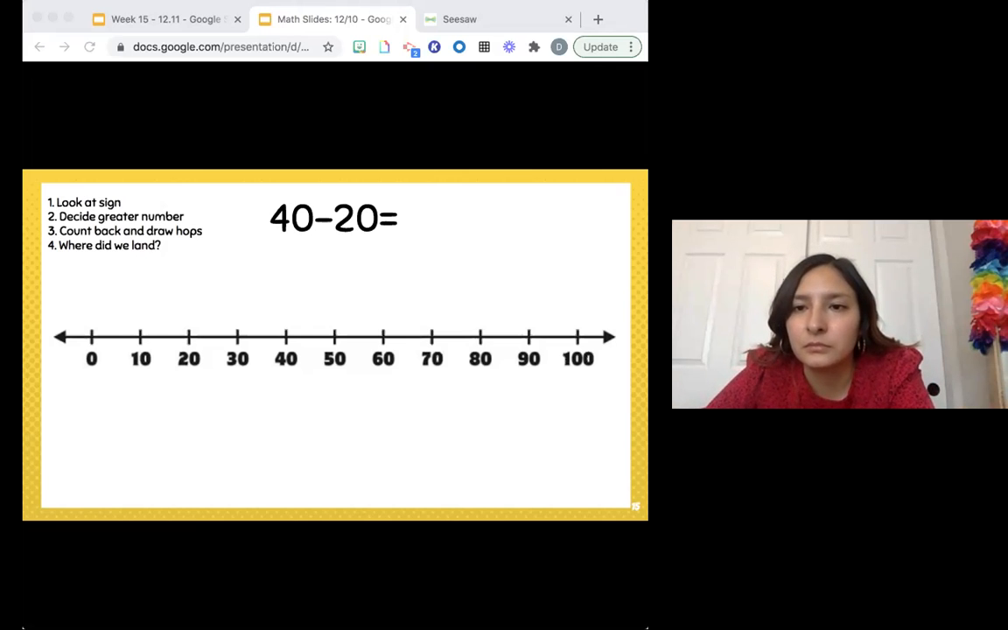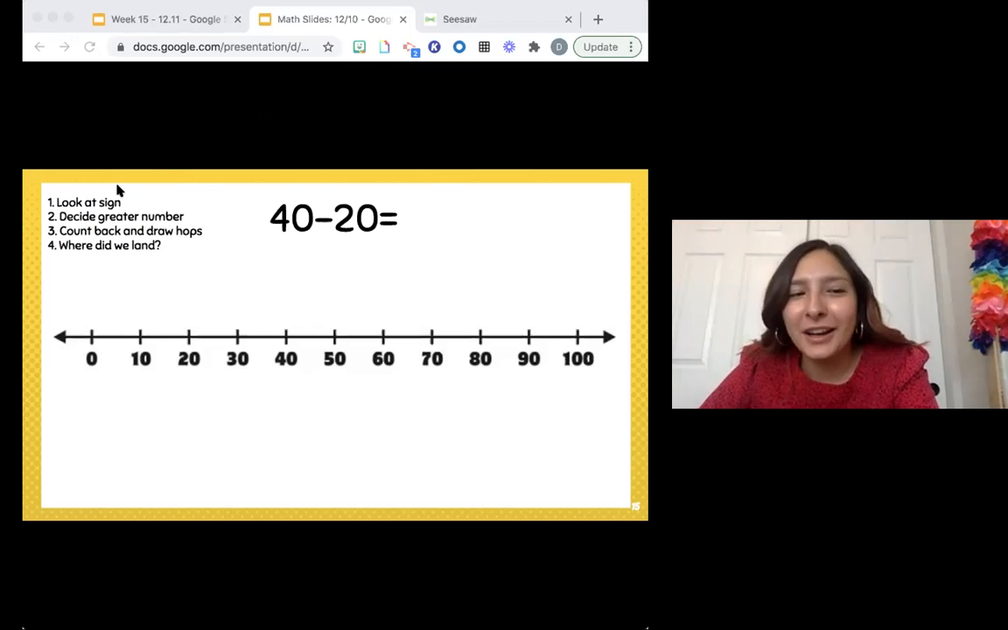Well, what I did is that I saw that there was a 40 minus 20. Once I saw the minus, I knew that 4 minus 2 is 2. But then I drew a number line just to be sure that it was 20. And then I was like, what do you know? I landed on 20. Okay, awesome.